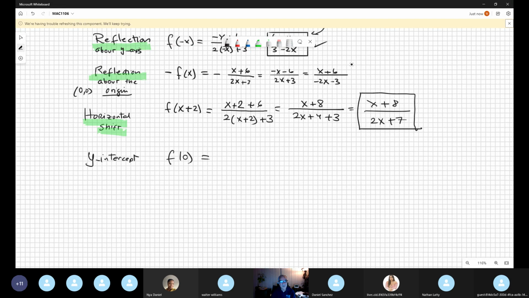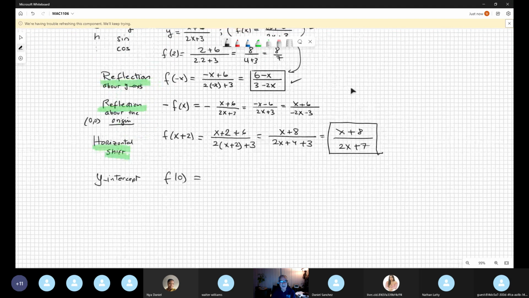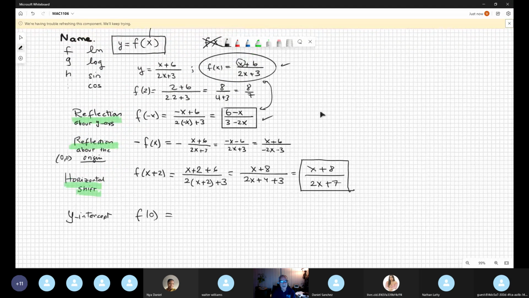In our specific function that we started with at the beginning, it's 0 plus 6 divided by 2 times 0 plus 3. The top stays only 6 and the bottom stays only 3, and 6 divided by 3 is 2. And the point is 0, 2. It's the y-intercept.